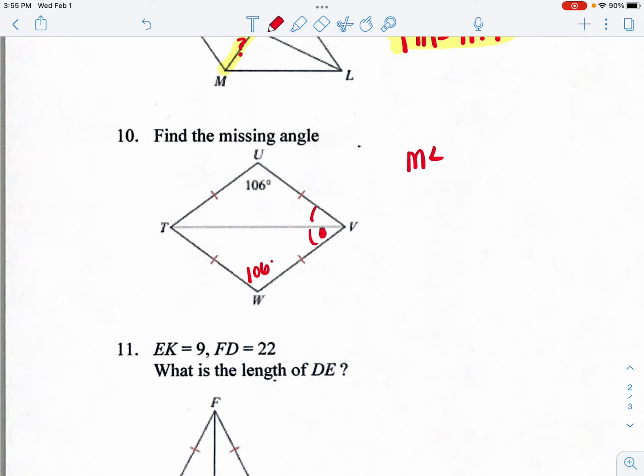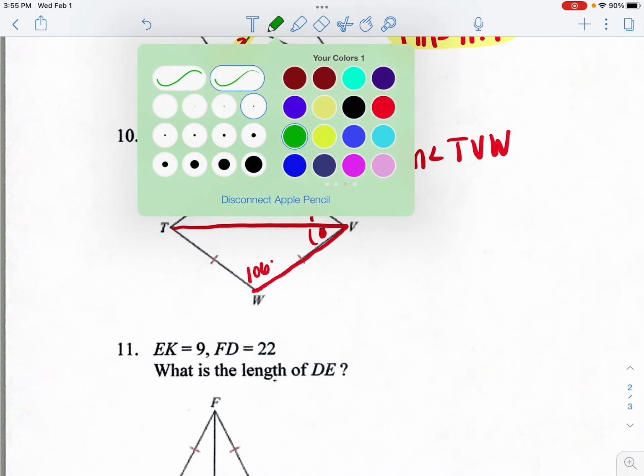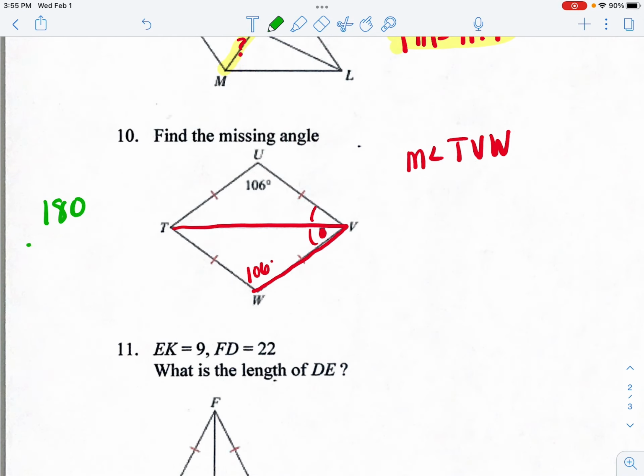In this particular case, that would be the measure of angle TVW, right? TVW. So I'm looking for that angle right there. I know that the three angles in a triangle add up to 180. We use that lots of times. So 180 minus 106 is 74. Now remember, that's actually both of these put together, right? As they add up to 74, and I know it's isosceles, so if I divide 74 by 2, that's going to give me 37. So the measure of angle TVW is 37 degrees.